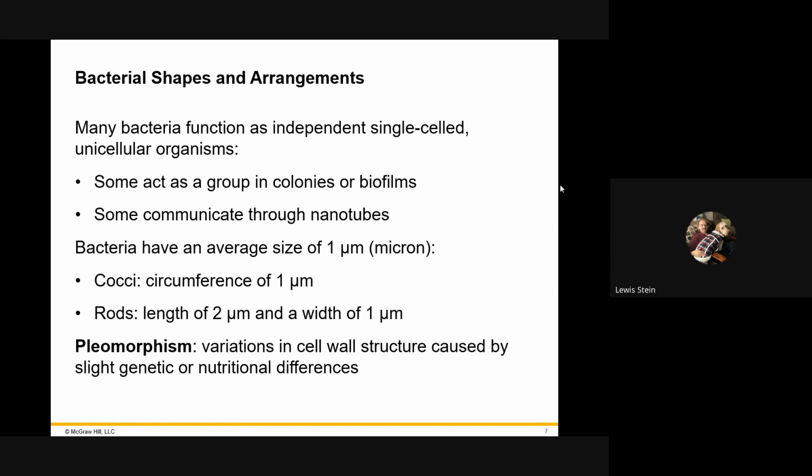Or are they a curved form? There's a variety of curved forms. And then there are spiral forms called spirilla. And there are other forms that look like a corkscrew, spirochetes. So basically we have cocci, rods, and then forms that are curved or spiral, which are sort of in one big group. Those are things you look at in the lab. You look at these microscopically.